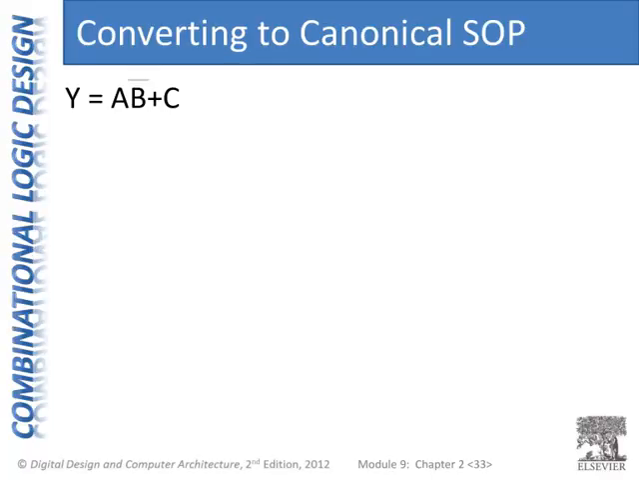So here's another example of converting to canonical. Well, we could do canonical SOP form, but let's go ahead and do canonical POS form. So we're going to use reverse combining like we did in the prior example. But first we're going to use distributivity to distribute that C across the OR. So we're going to get C or B bar and C or A.